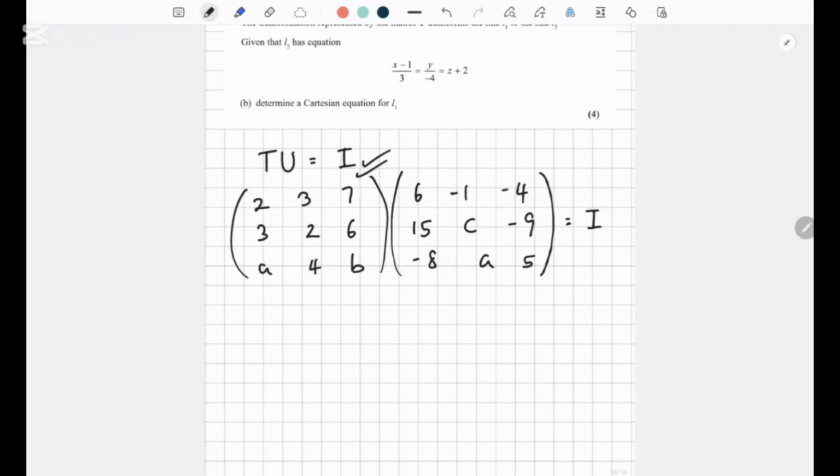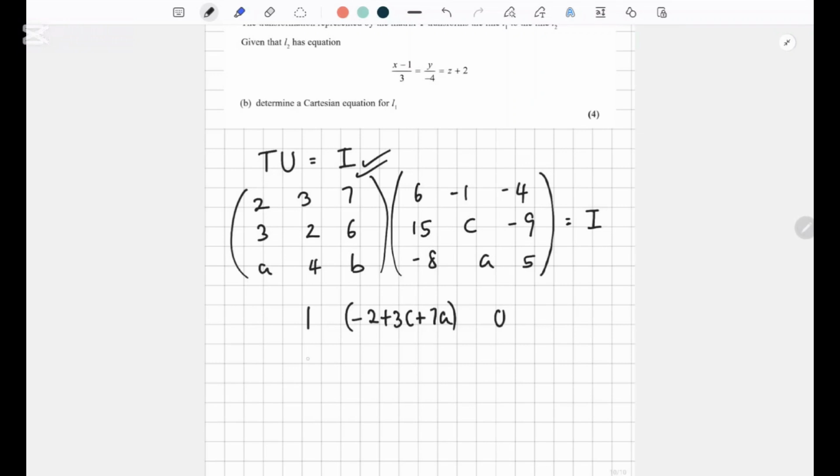Okay, now let's see. You can use your calculator. Speeds up the process. So I get the first number is 1. So that's 2 into 6 plus 3 into 15 plus 7 into minus 8 gives you 1. So the next value is minus 2 plus 3C plus 7A. That's one value. And your next value is 0. Now you found I. Now we found our first row.